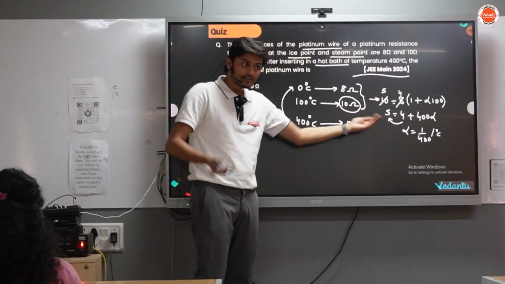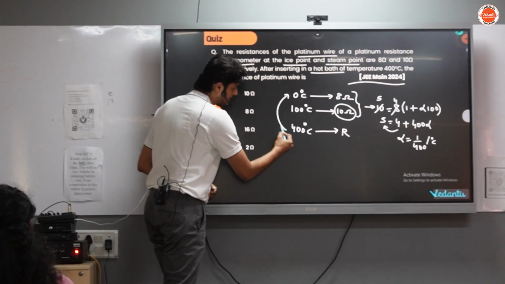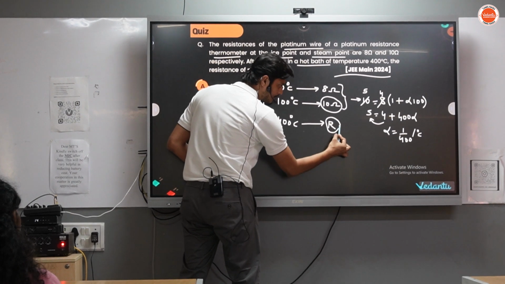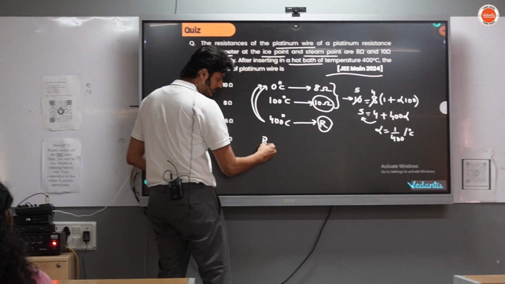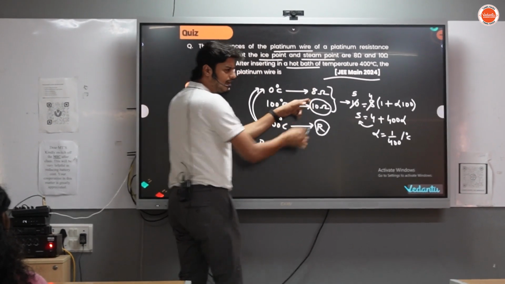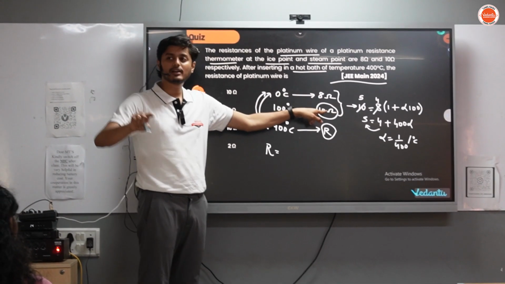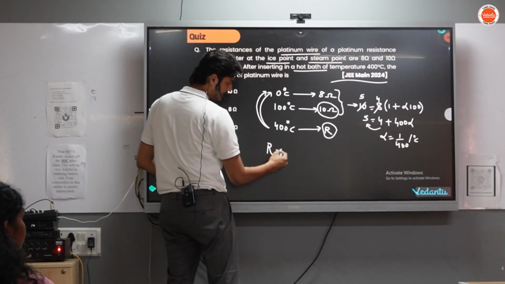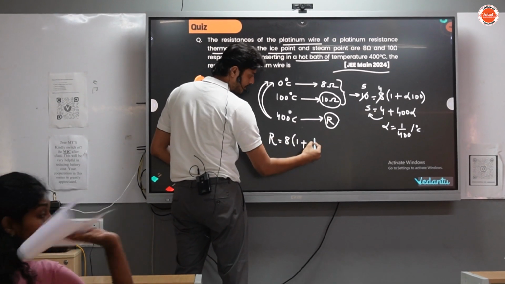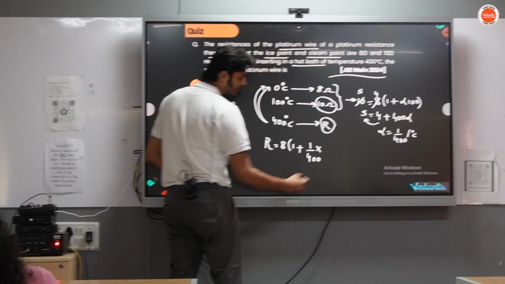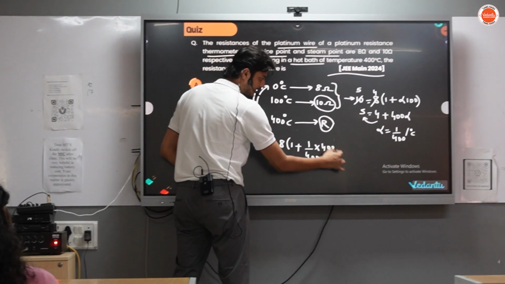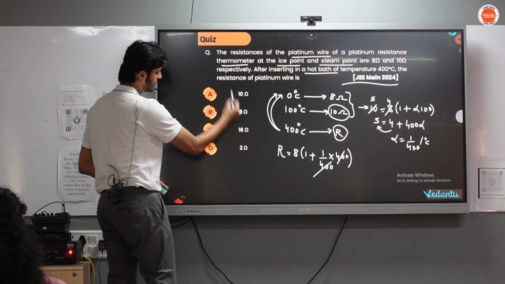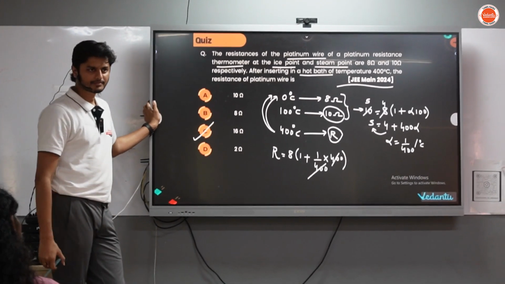Use that alpha for the second equation, which is for 400 and 0. Now the new resistance R equals old resistance, which is easier, 8 or 10? 8 is easier, because it isn't 0. So R equals 8 into 1 plus alpha, which is 1 by 400, into delta T, which is 400. This and this cancel, about 2 into 8, 16. So what is the resistance? 16. Very simple. Very good question.